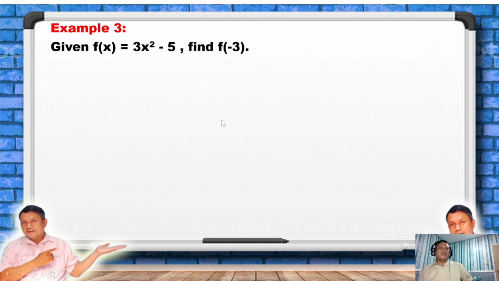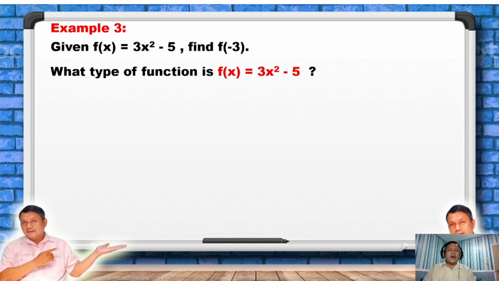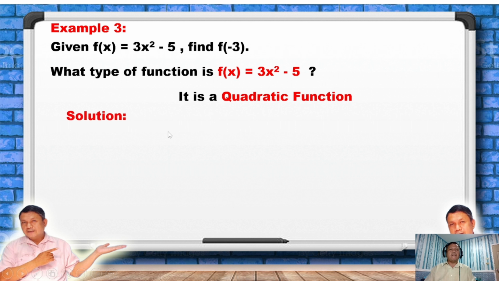Example number 3, given that f of x is equal to 3x squared minus 5, find f of negative 3. So, in this case, ang tanong natin ay what type of function is f of x equals 3x squared minus 5? Okay, exactly. So, this is an example of a quadratic function, since the degree is raised to the second power. Okay, so we're going to solve this one.